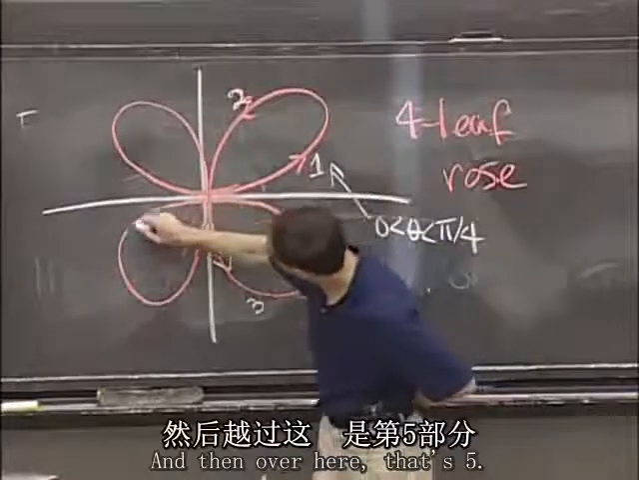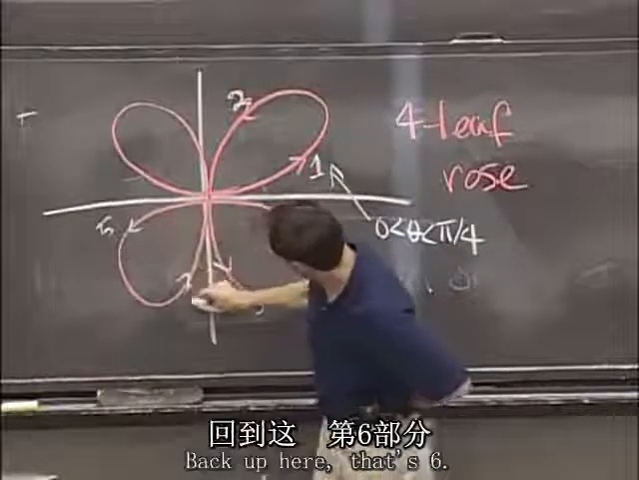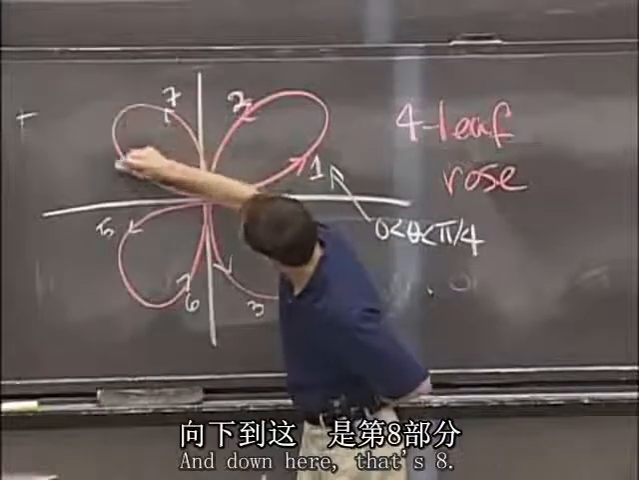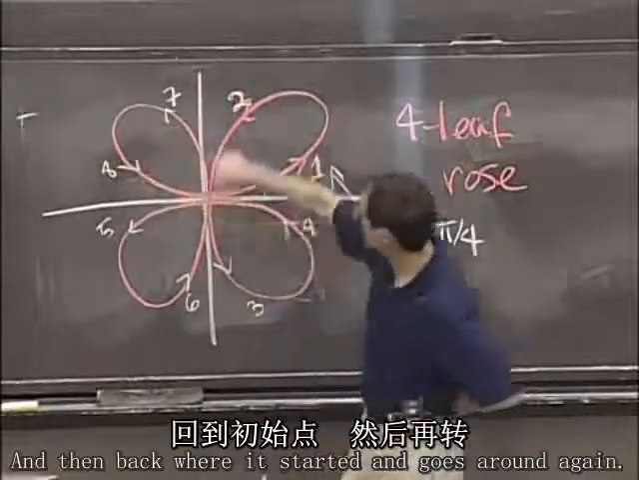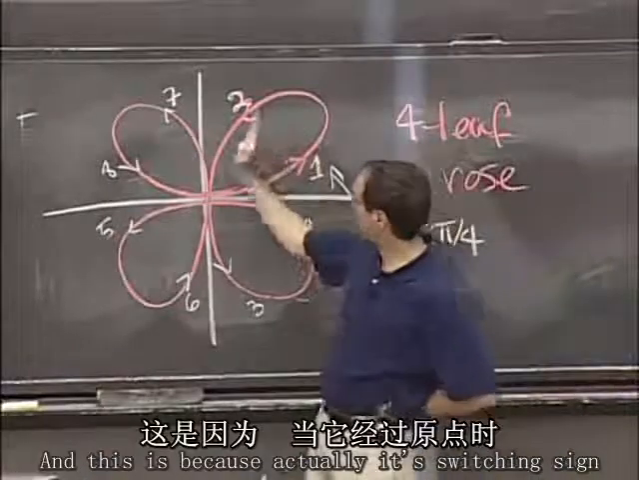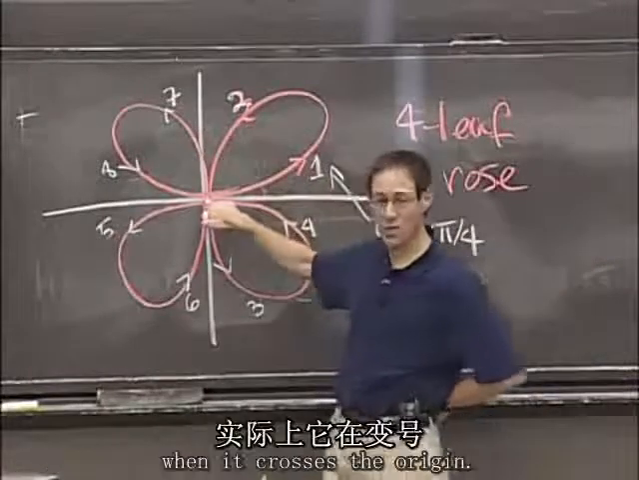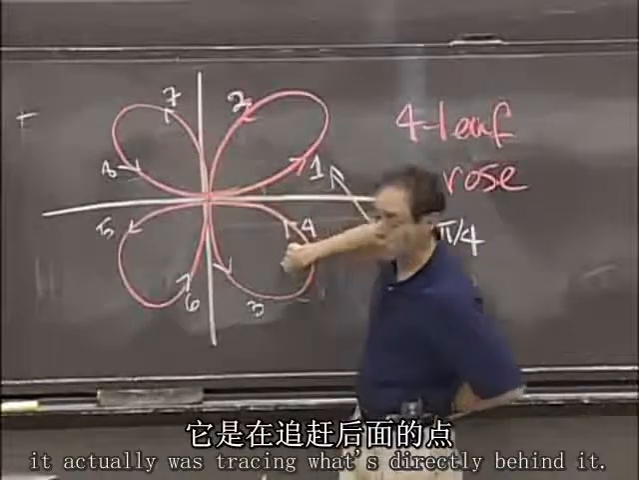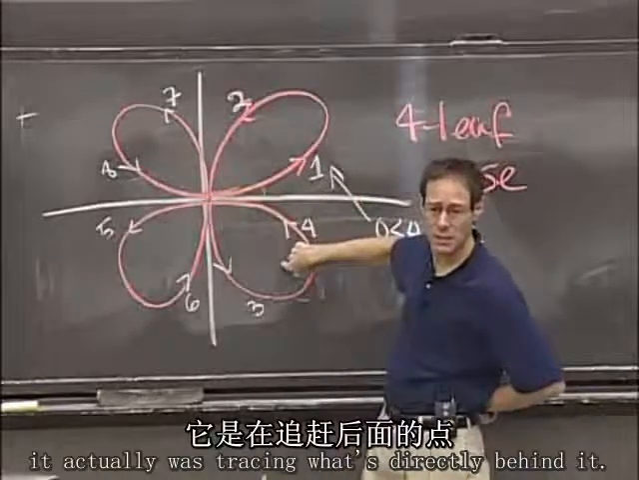And then over here, that's 5. Back up here, that's 6. And then around here, that's 7. And down here, that's 8. And then back where it started and goes around again. All right? And this is because actually it's switching sign when it crosses the origin. When it was over in this quadrant, the first time, it actually was tracing what's directly behind it.